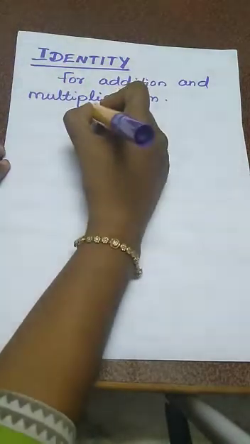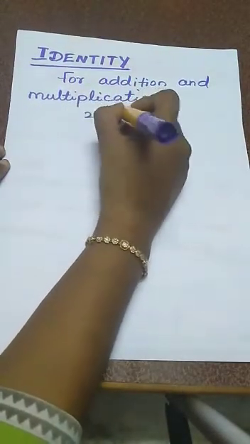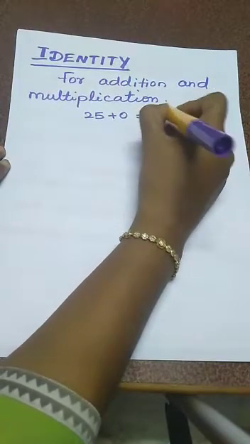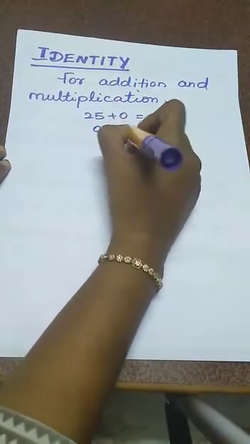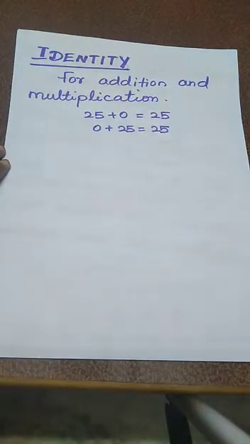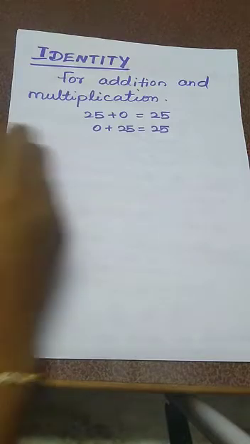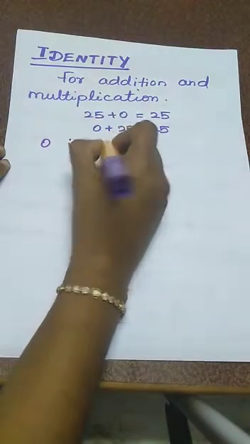Next one, identity. We are going to discuss the identity condition for addition and multiplication. Actually 0 has a special role in addition. Now we are going to add any value with 0. What is the answer? 25 plus 0. Answer is 25. Suppose 0 plus 25. What is the answer? The same answer, 25. It is clear that if 0 is added to any whole number or a whole number is added to 0, the sum is always equal to the same whole number. So 0 is called an identity for addition of whole numbers. Okay, 0 is an additive identity.